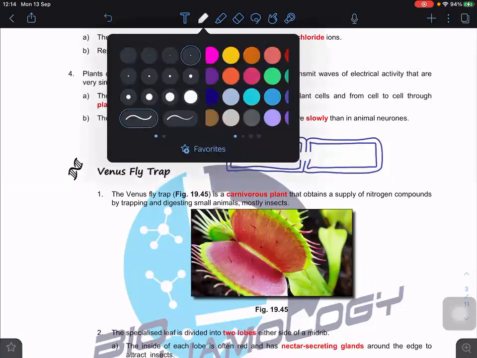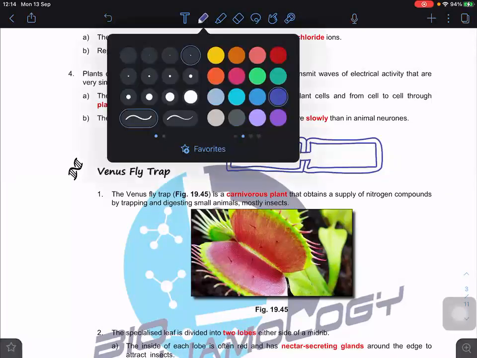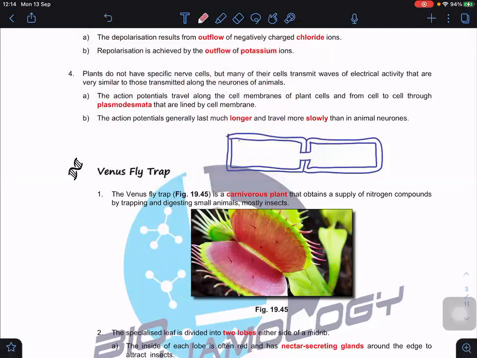Let me draw the plasmodesmata. Then they do have the membranes. So this is the membrane. You can see that plasmodesmata allow the continuity of the cell surface membrane. Can you see that? And this continuity allows the action potential to be transmitted. For example, if we trigger an action potential here, it can be transmitted from one cell to another cell. For example, this part continues.